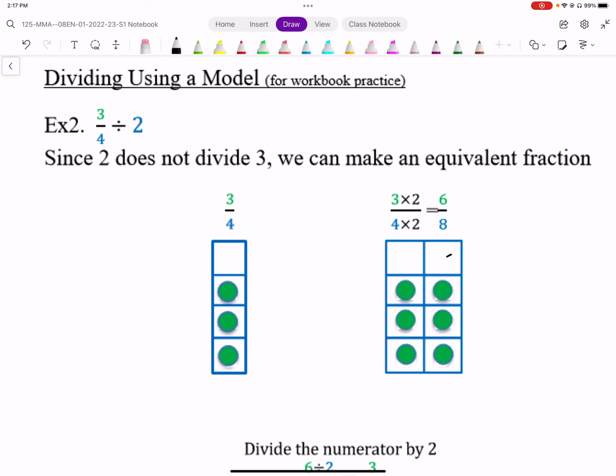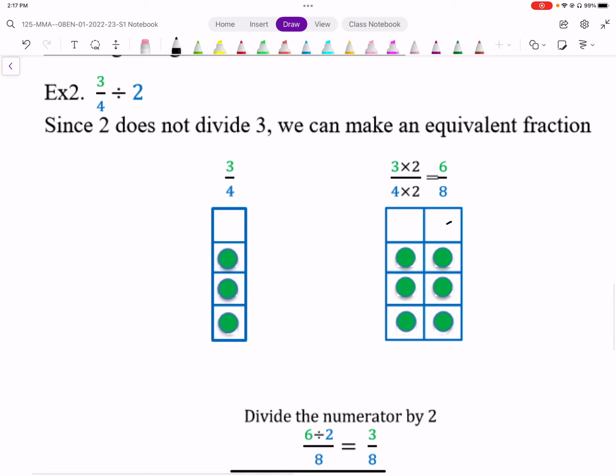And what we're going to do is we're going to essentially divide the numerator when we have divide. So here I have 3 over 4 divided by 2. So 3 over 4 divided by 2, well, we can't divide the 3 parts into 2. We can't divide it evenly. So what we can do is we can make it into equivalent fractions. So 3 quarters, I can make into 6 eighths.